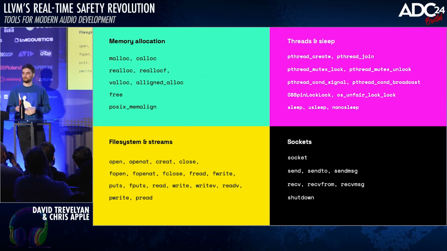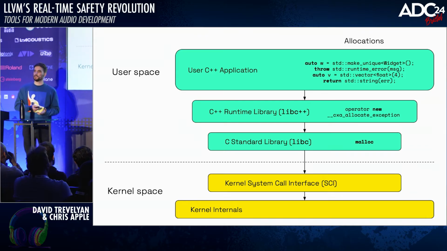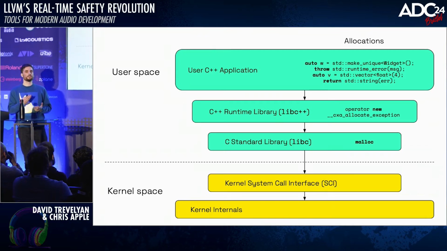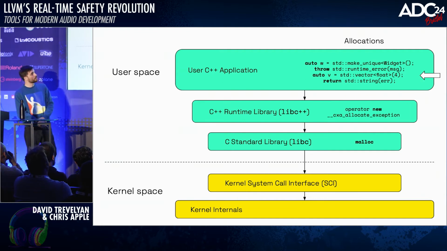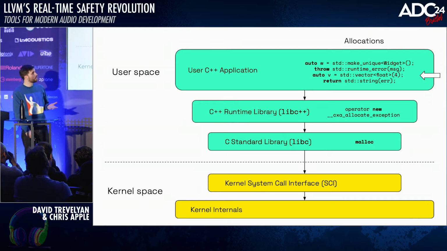And why is that? Why do we intercept those functions? Hopefully the answer becomes obvious when we look at this diagram of the physical layers through which something like a memory allocation starts in the user C++ application and eventually ends up in the kernel. So at the highest layer, there are obviously many different ways in which we can end up allocating memory. Almost none of them can Real-Time Sanitizer know about in advance, right? So we can't really intercept at that level.